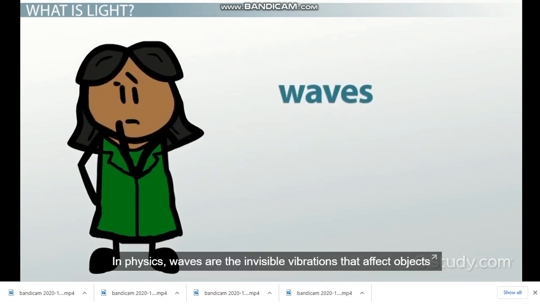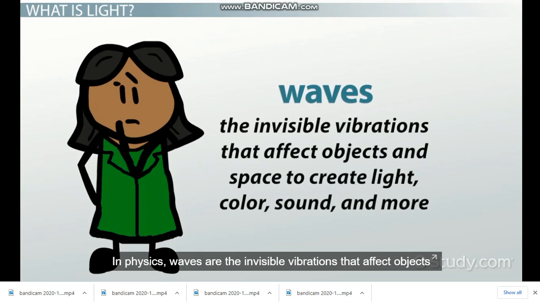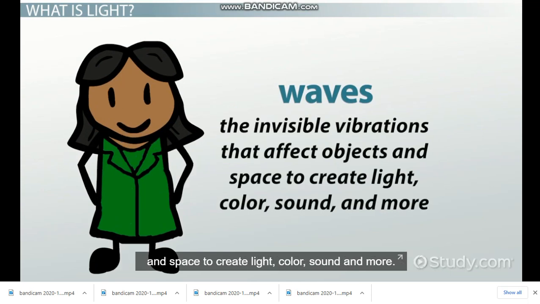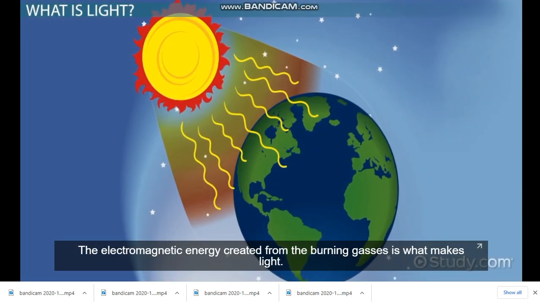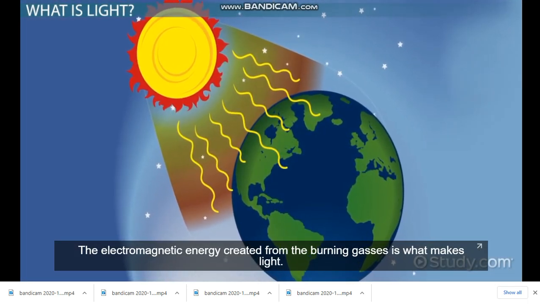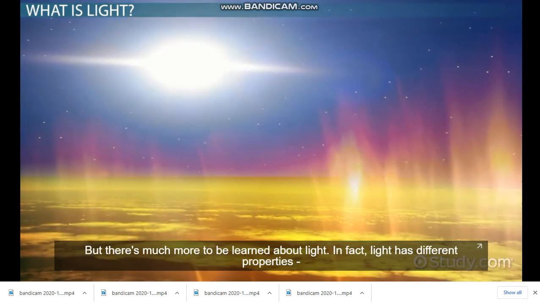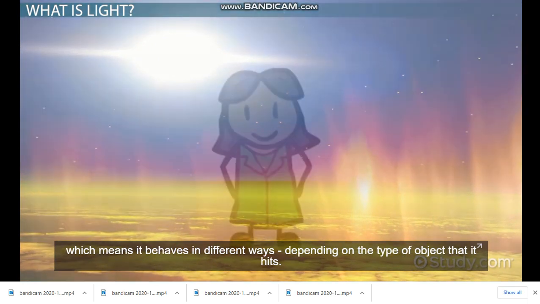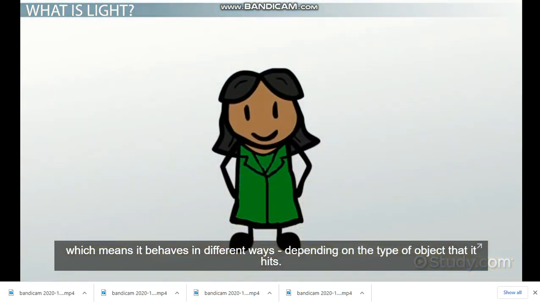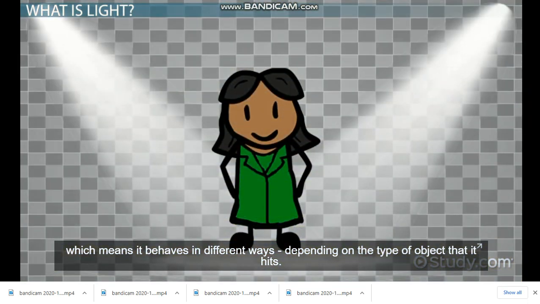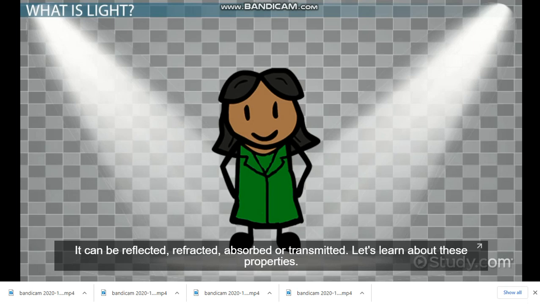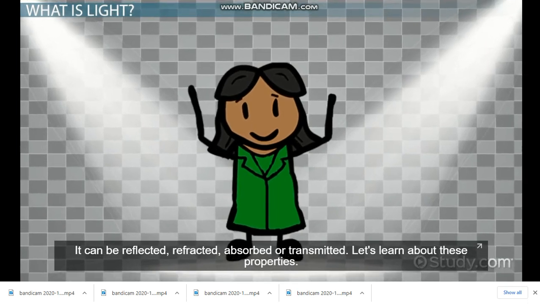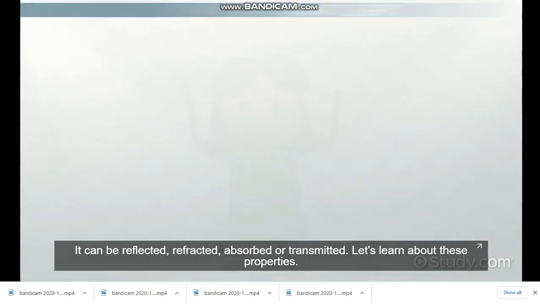In physics, waves are the invisible vibrations that affect objects and space to create light, color, sound, and more. The electromagnetic energy created from the burning gases is what makes light. But there's much more to be learned about light. In fact, light has different properties, which means it behaves in different ways, depending on the types of object that it hits. It can be reflected, absorbed, or transmitted. Let's learn about these properties.